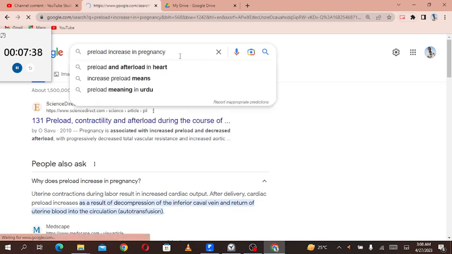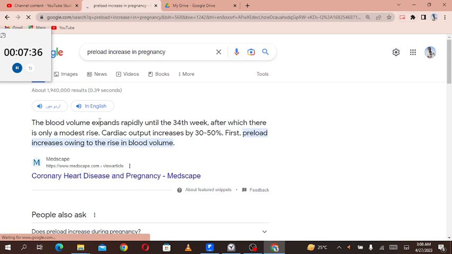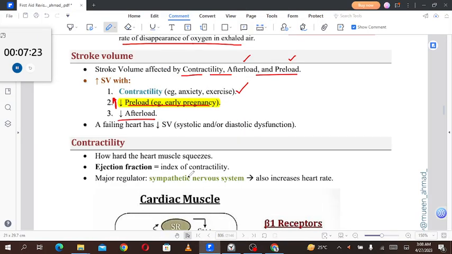Preload increases in pregnancy. The blood volume expands rapidly until the 34th week, after which there is only a modest rise. Cardiac output increases by 30 to 50%. First, the preload increases owing to the rise in blood volume, because blood volume is increasing, so there must be an increase. So kindly correct it in your PDFs. Increase in the preload is present in the case of increased stroke volume.